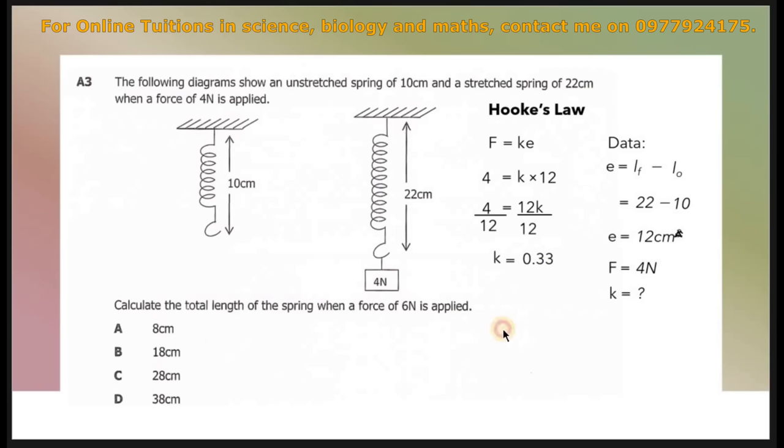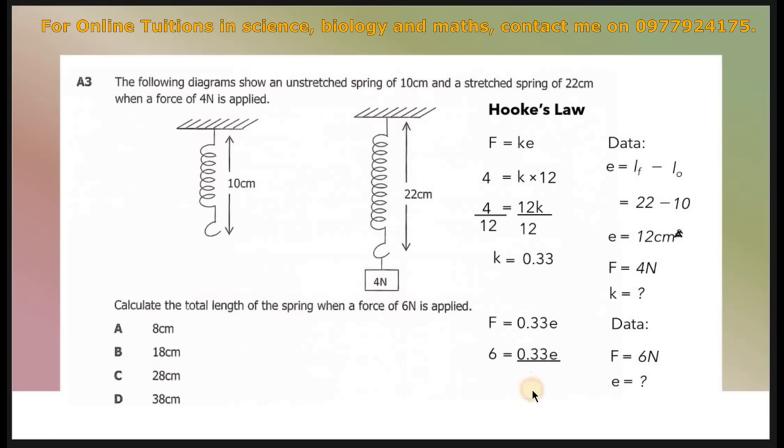Now you rewrite this equation as F is equal to 0.33 E, where you put the constant of proportionality. After knowing the constant of proportionality, you move on to finding the total length of the spring. So now you go to your new force, which is 6 newtons. Then they are asking for the extension this force brings, which is unknown. So you start substituting. Force, which is 6, is equal to 0.33 times E, which is not known. So you want E here.